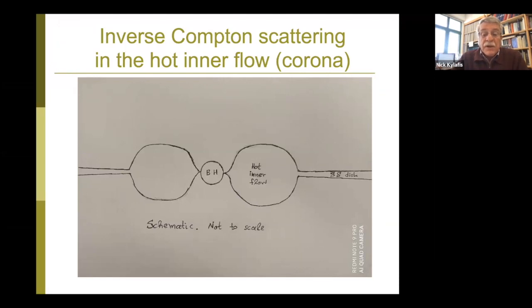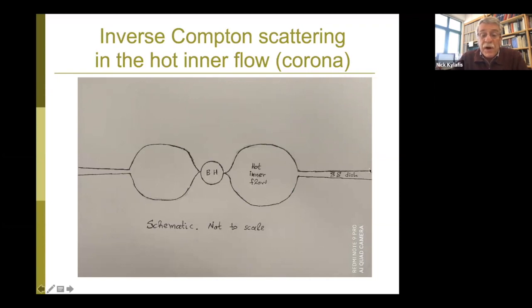Many years later, it was proven by Narayan and Yi and Marek Abramovich that if the accretion rate is low, then the flow is radiatively inefficient and it puffs up. And so at intermediate accretion rates, the standard picture that we all have is that the inner part is a hot flow. This is what people call the corona.